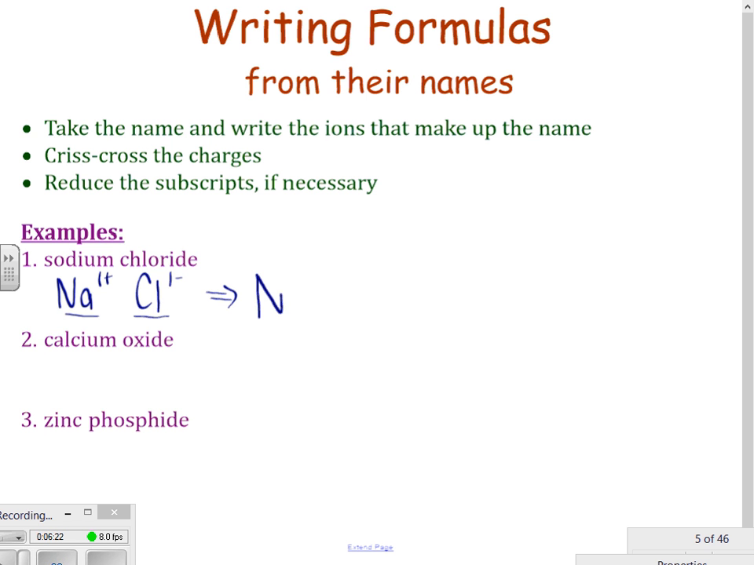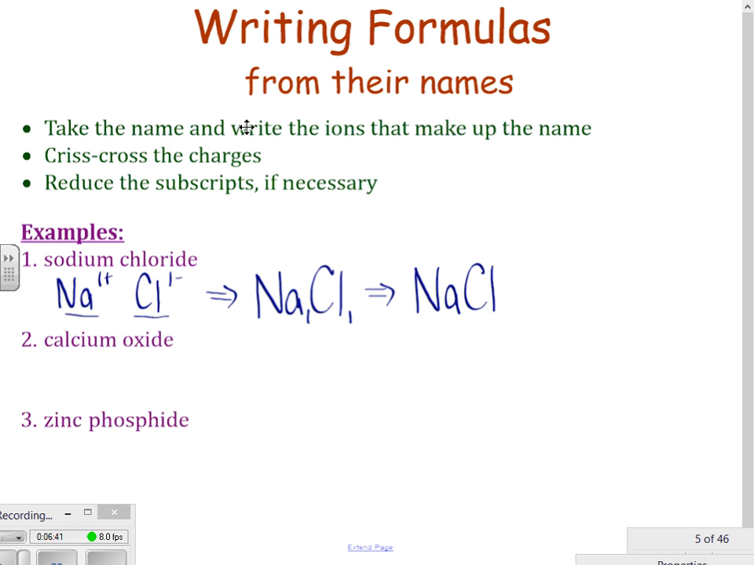All right, so I'm going to crisscross, and I get Na1Cl1. You don't need those 1s, remember. So if you have to, write that first, and then simplify even further. NaCl, table salt. That's what we shake on our food.